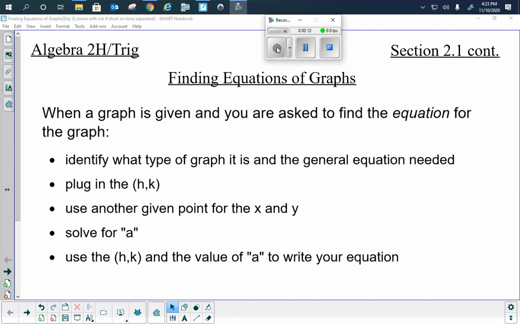When a graph is given and you're asked to find the equation for the graph, first, identify what type of graph it is and the general equation needed. Those are the basic equations that you should have memorized from the previous notes. Plug in the h, k that you can read off the graph. Use another given point for x and y from the graph. A very nice one, usually they're labeled for you in your workbook. Calculate, solve for a, and then use the h, k and the value of a to write your equation.